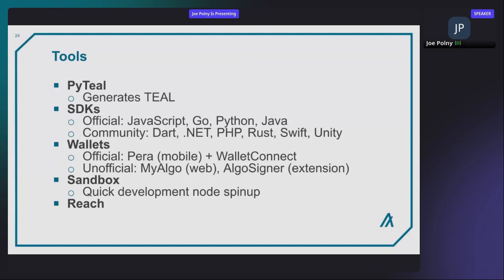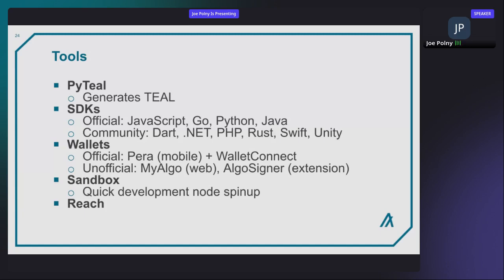Then another very important tool, which will probably be one of the first tools you get your hands on when you start building on Algorand, is the sandbox. And this is basically a Docker-based application that spins up a node for development. So it's basically a script that leverages Docker Compose and spins up a node that creates a private network, and you can interact with that private network during development for testing calls and debugging applications, stuff like that.